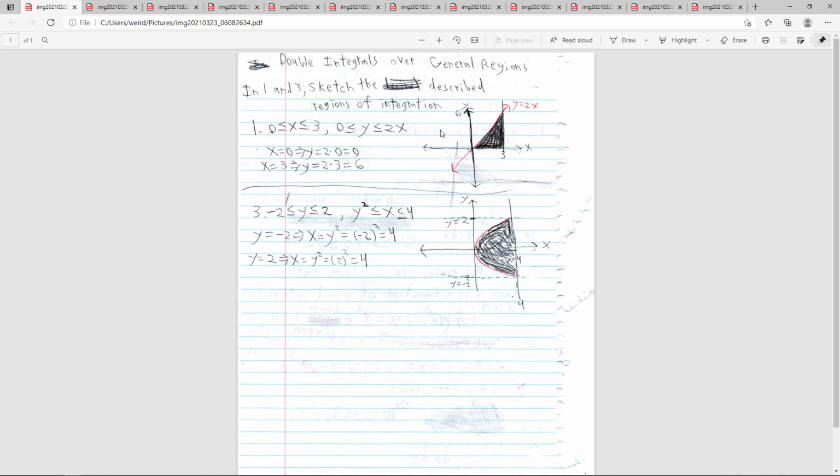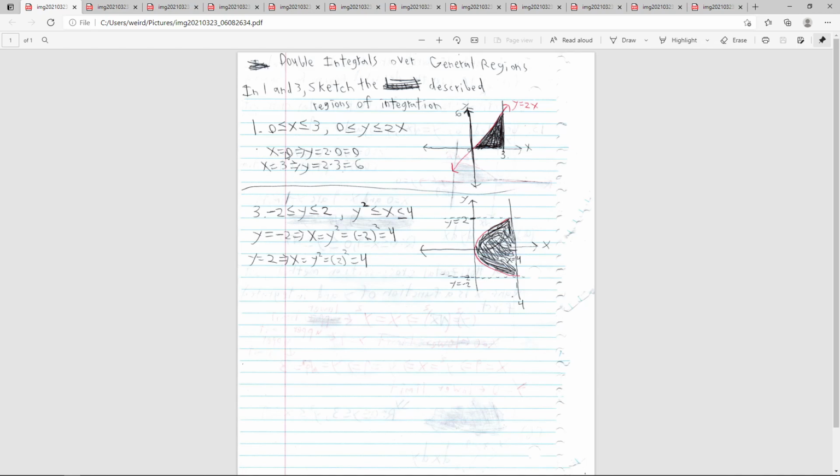So x equals 3 and x equals 0 are the bounds here, 3 and 0, and y equals 0. So it's just going to be this one little bounded area. You can already tell from those three alone it's probably going to be a triangle of some sort, because it's just a line, 2x.